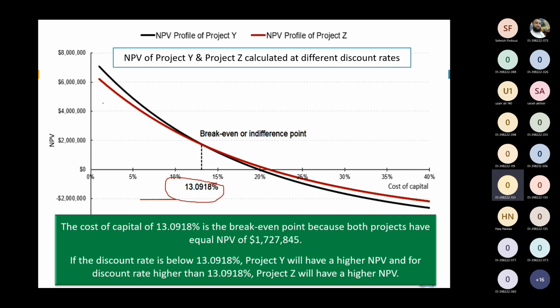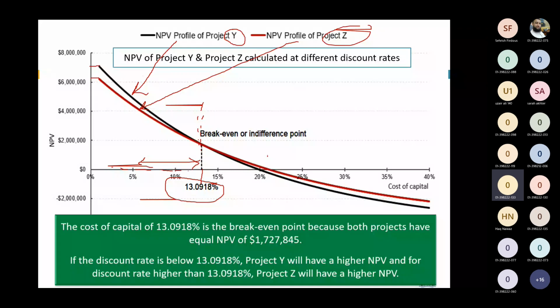Not much. Here, if you see, we have different discount rates on the x-axis: 5%, 10%, 15%, 20%, and so on. The black colored line tells you the NPV of Y. And the red color line is telling you the NPV of Z, the second proposal. If you see, at a rate below 13.09, the discount rate below this, the NPV of Y is higher as compared to NPV of Z. But after this point, the NPV of Z is higher as compared to NPV of Y. Correct?